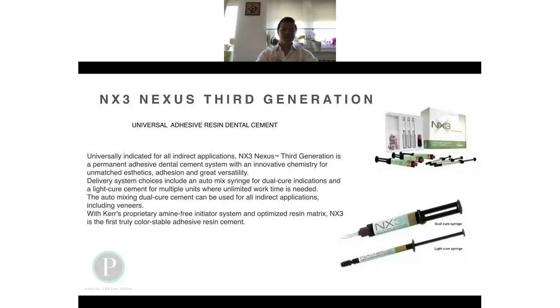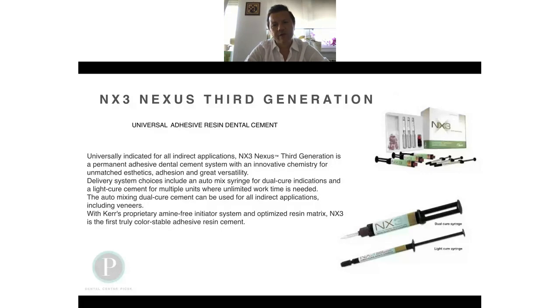There are two options: dual cure and light cure. When I'm bonding posterior crowns, I want to be quicker, and especially in the lower jaw, there is always the possibility that some saliva can come, whether you put the rubber dam or not. I want to be very quick, and I'm much safer with dual cure cement.